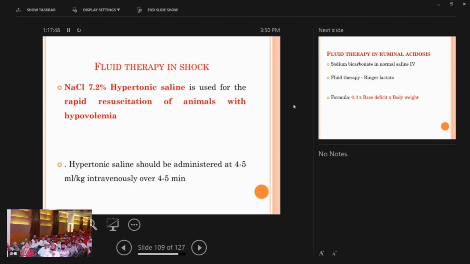Then you can give oral administration of some 5 to 10 liters. This means you can remove the animal from shock. It's a shorter method. 7.2% means you have to mix 70 grams in 1 liter of water. So you take 70 grams of sodium chloride, mix it with 1 liter of NS and give it.